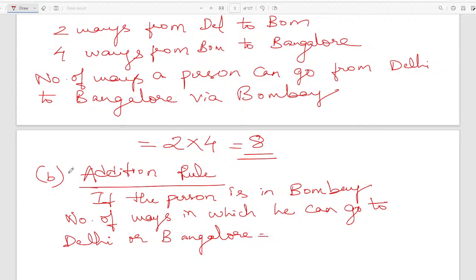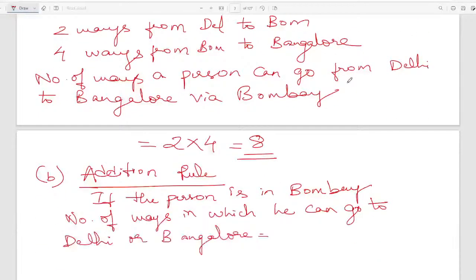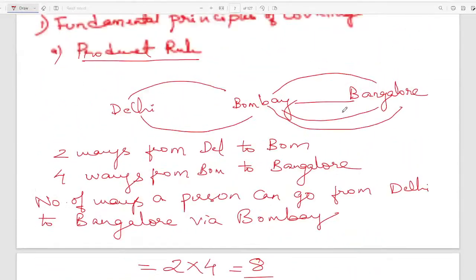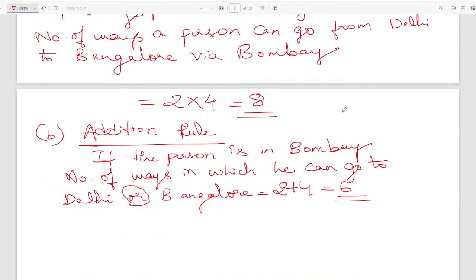In this case, we add the numbers. From Bombay to Delhi, there are 2 ways, and from Bombay to Bangalore, there are 4 ways. For the total number of ways to go to Delhi or Bangalore, please be very careful about this word: it is or. When there is or, you have to add the possibilities. 2 plus 4 is equal to 6. There are total 6 ways. So these are the 2 fundamental counting principles: the product rule and the addition rule.